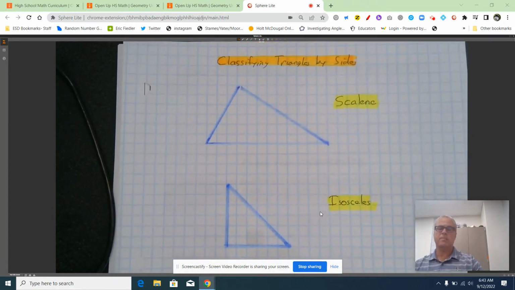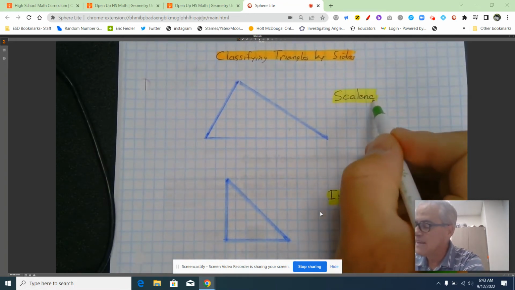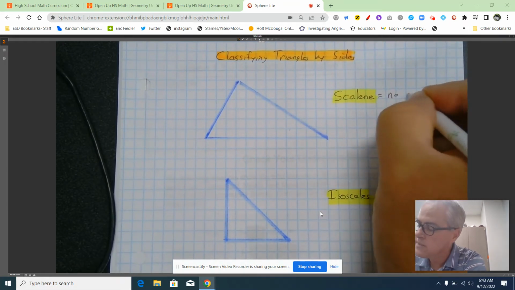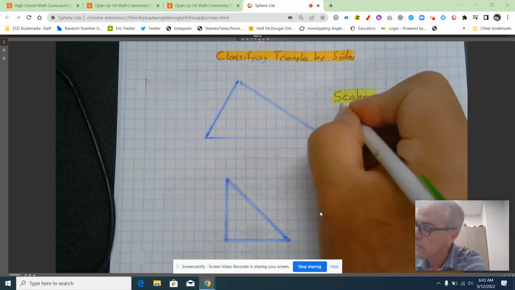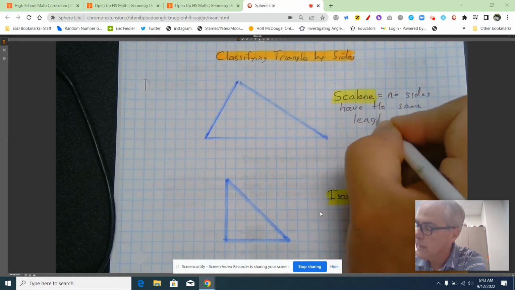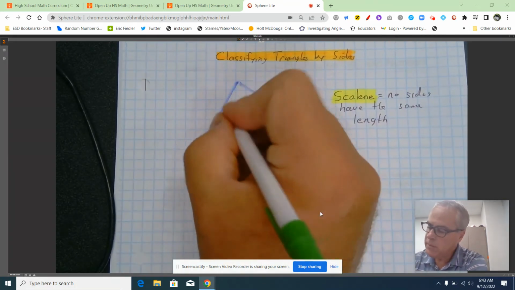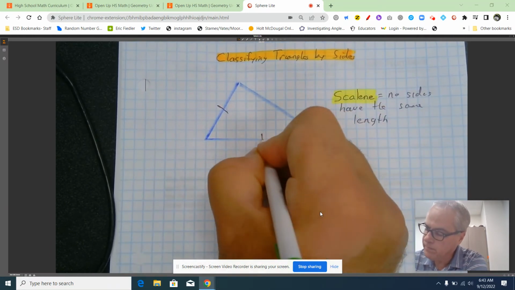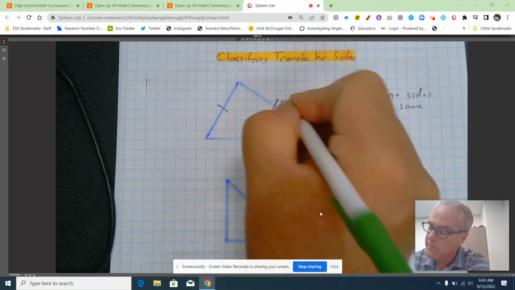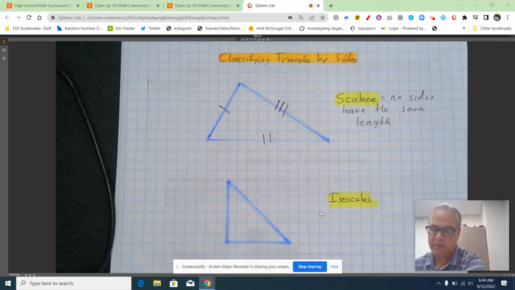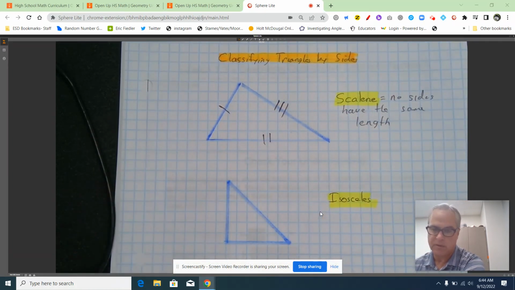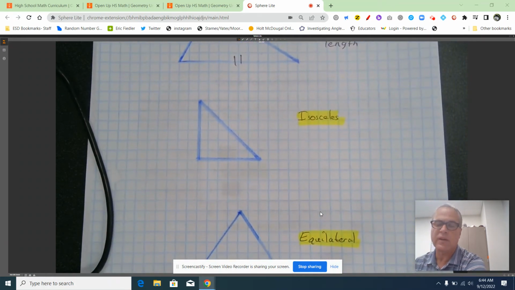Next one, classifying it by its sides. This is called a scalene triangle. Hard to read my writing here. And all that means is, again, this is classifying by sides, no sides have the same length. And here's how you could show that in geometry. Put these things called tick marks. If there are the same number of tick marks on a side, that means those sides have equal length. If they're all different, like this has 1 tick mark, 2, and this one has 3, that means all the sides are different length.